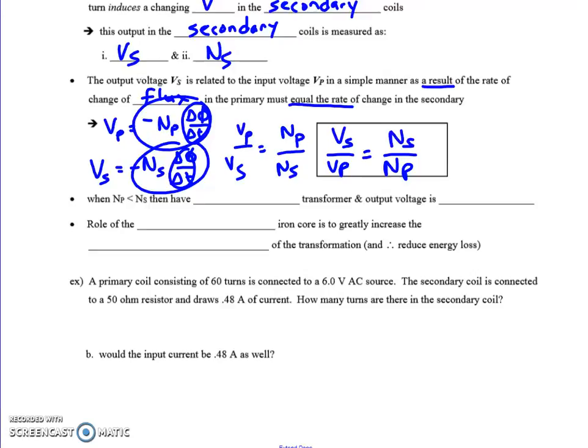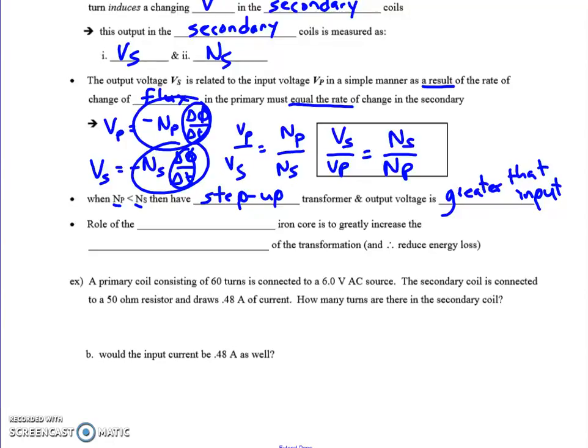And when N_P is less than N_S, in other words, there are more secondary turns than primary, we have what is called a step-up transformer, and the output voltage is greater than the input. So we've demonstrated that in class. We saw that with the 200 to 400 turn sets of coils or the 400 to 800.